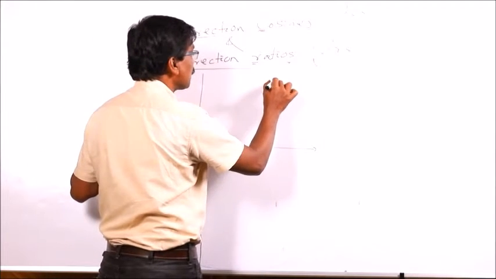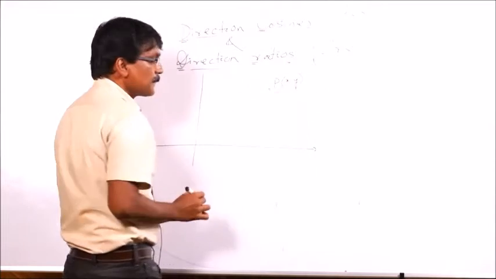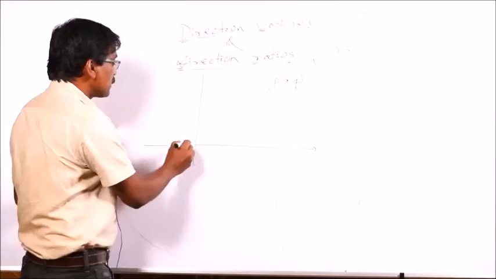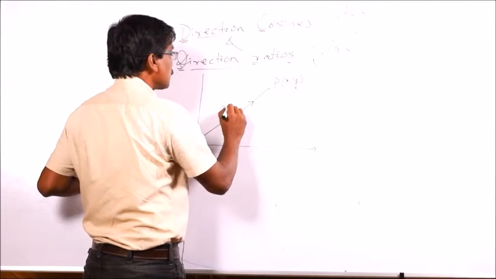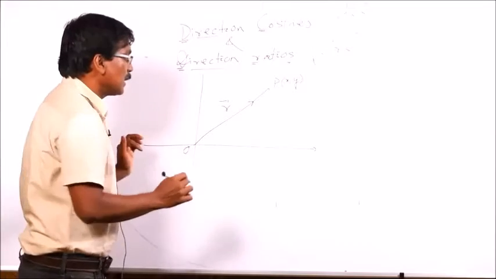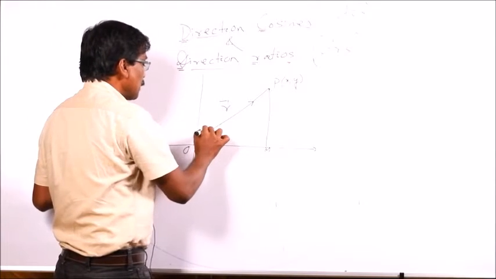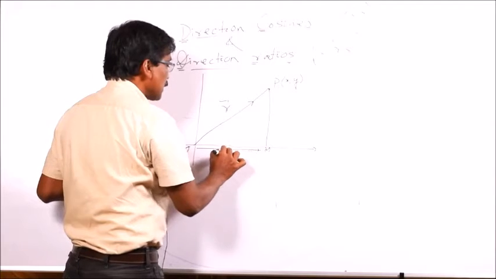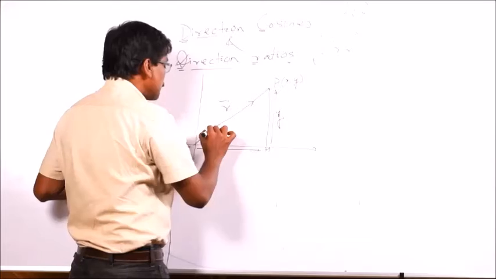P is a point having coordinate x, y and O is the initial point. So, we have OP vector as r vector. Then we draw components M, OM is x and PM is y, and say the angle is theta.